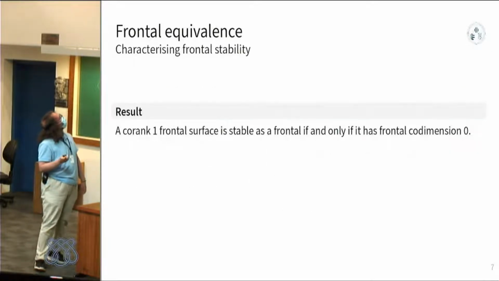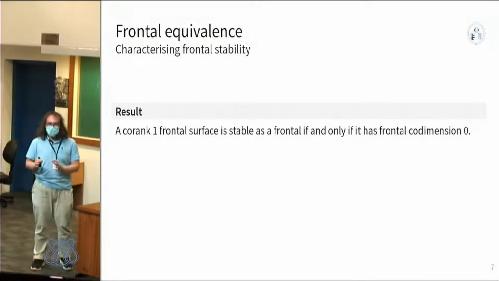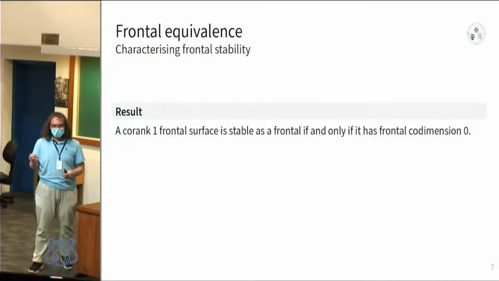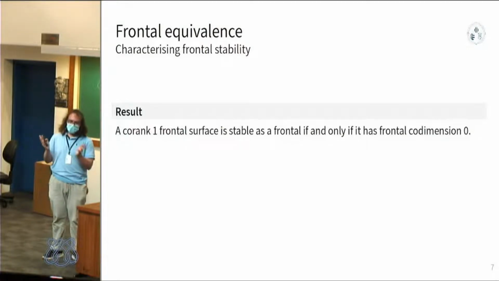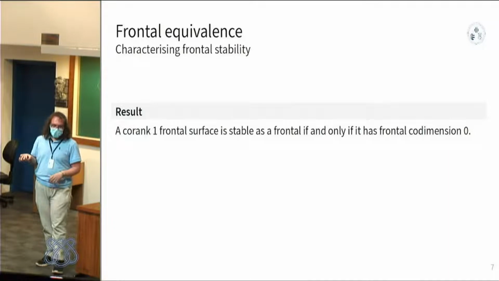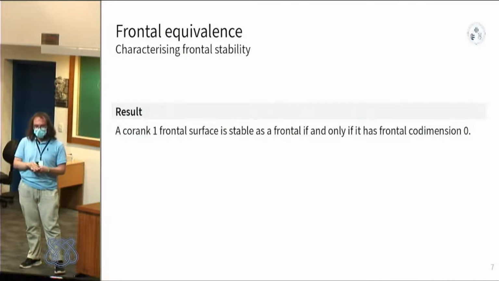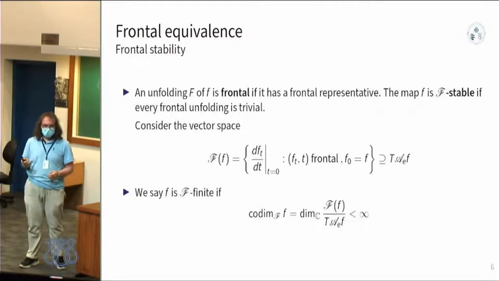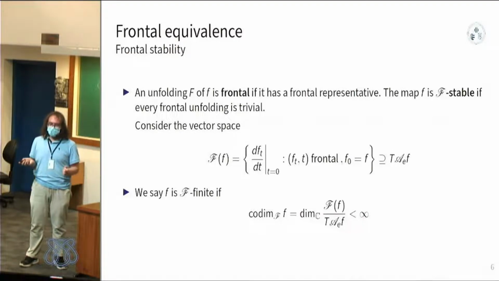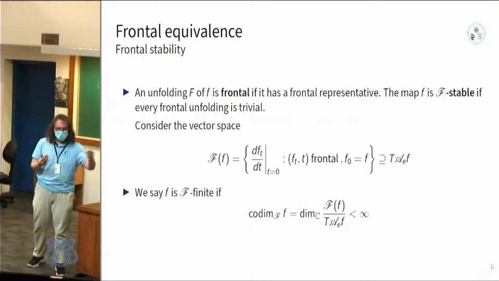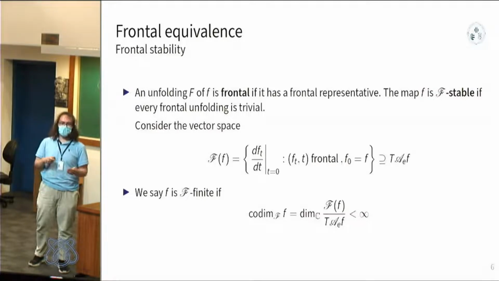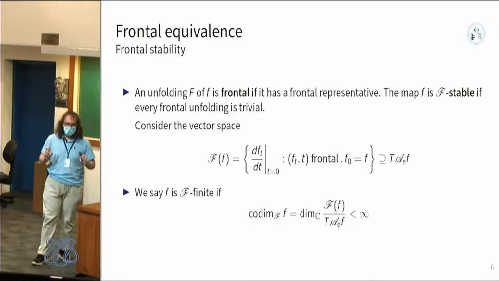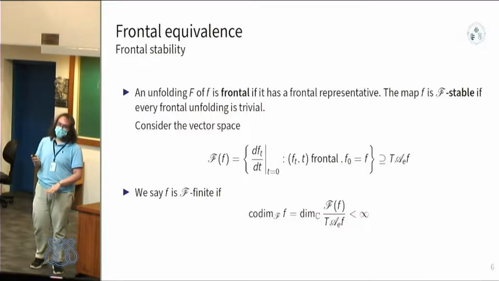Okay. Now, we characterize frontal stability to give it a more geometric definition. A more geometric vision: a frontal is stable as a frontal if and only if it has frontal codimension 0. The notion of frontal codimension measures how far this frontal is from being stable. Just like in Ishikawa's theory we have the A-codimension, in the theory of pure frontals we have frontal codimension.